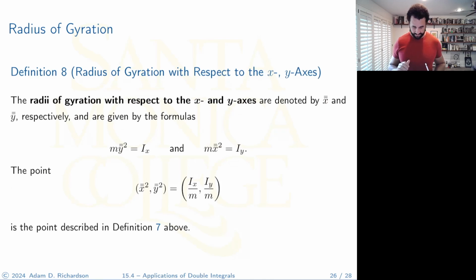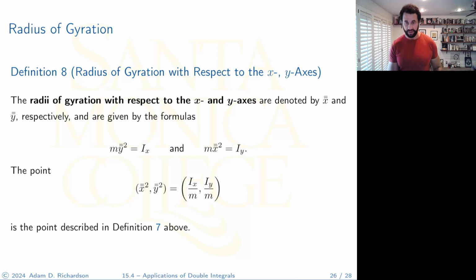All right, so here is the definition. What is the radius of gyration? The radii of gyration with respect to the two axes are denoted by x double bar and y double bar, and they're given by these formulas. It's the same formula as before, but now this is the r squared. And the point I was describing earlier is Ix over m and Iy over m, where m is the total mass of the region. This is the point where, if you concentrated all the mass at that point, that's where it is.